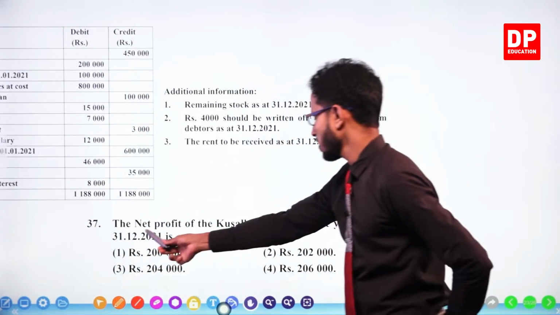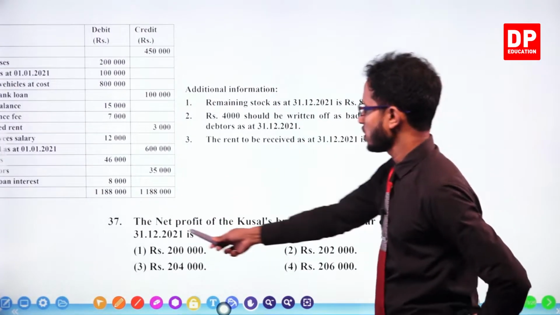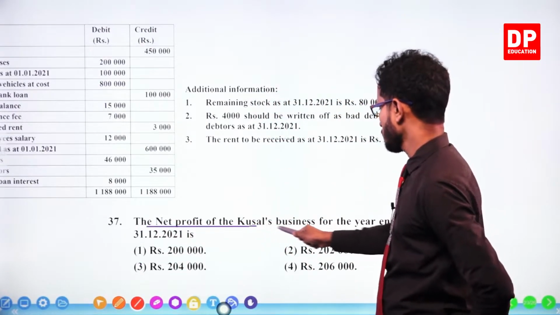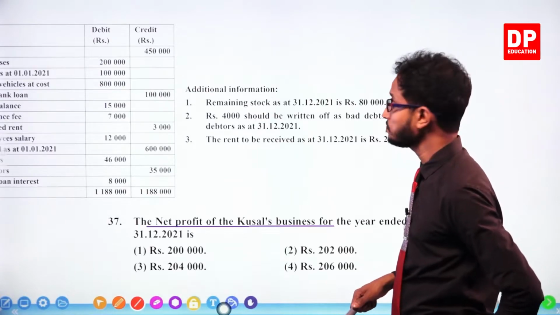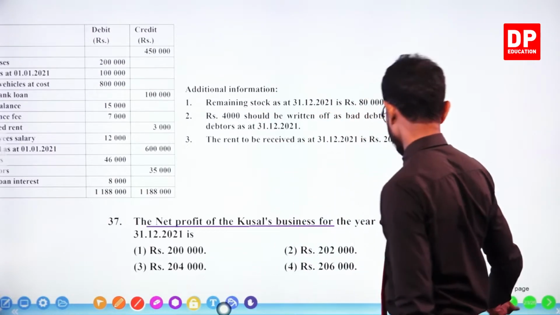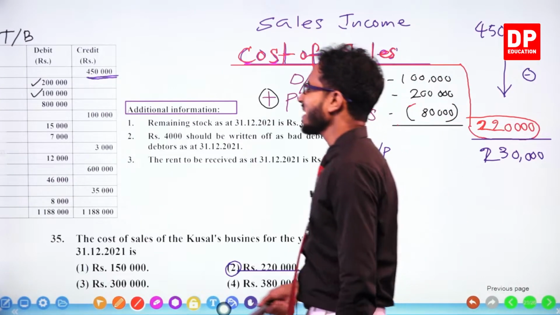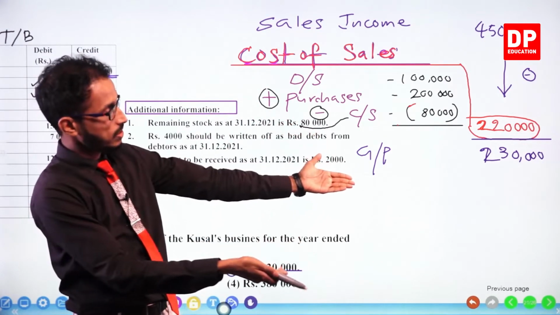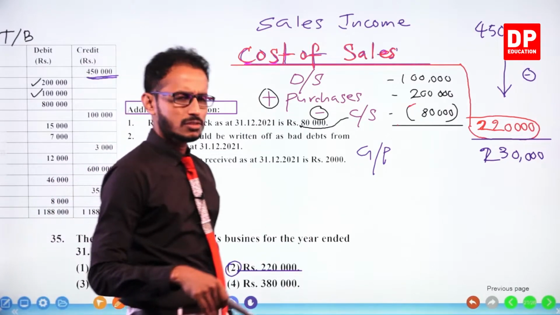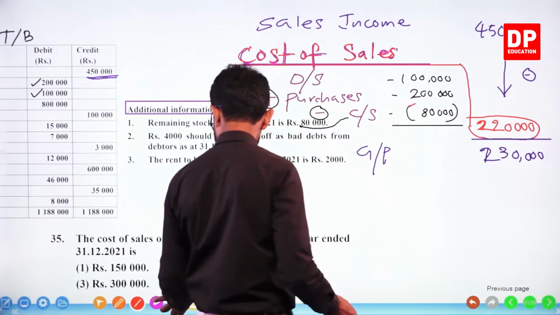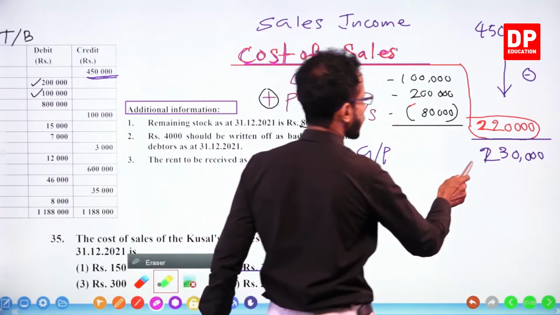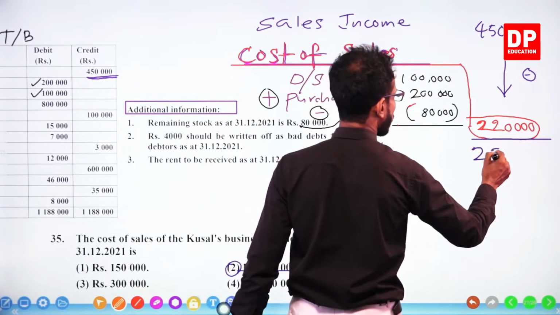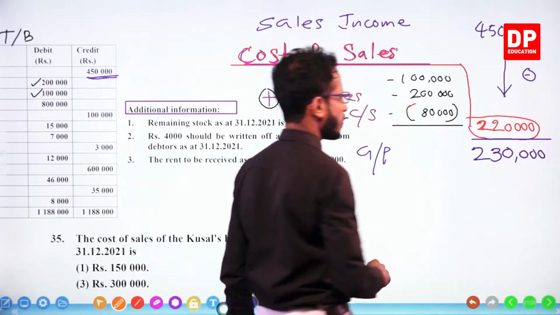What is the net profit of Kusal's business for the year ended 31st? They are asking the net profit now. Are we able to work it out here? We have space, right? We'll do it here, no need of blank spaces. This 230,000, I want to write nice and clean like that.